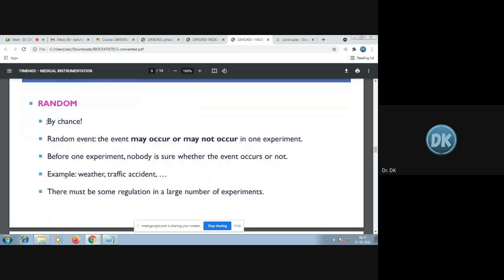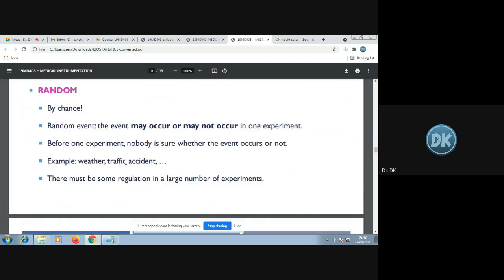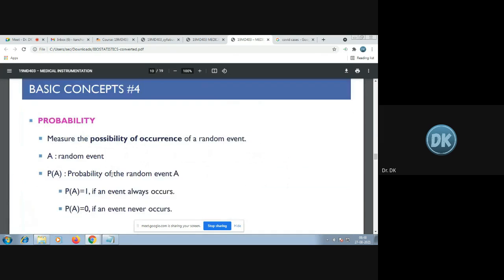So when I say random, it is by chance. The event may or may not occur in one experiment. For example, weather, traffic accident or something like that. For example, I spoke about the rainfall, right? If you are predicting the weather, the weather person will say it will be heavy rain today, but then there won't be any rain. So that event may occur or it may not occur, right? Sometimes they'll say it's sunny weather for the next week, but then it will be raining heavily. So we cannot predict the values. It may occur or it may not occur. So that is random.